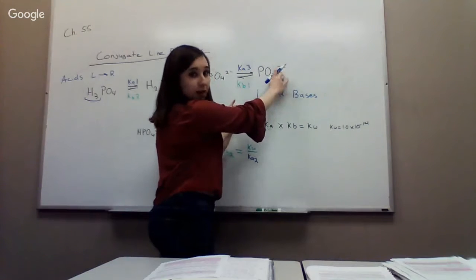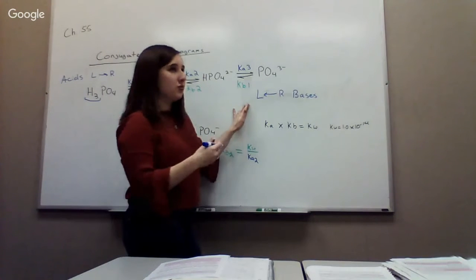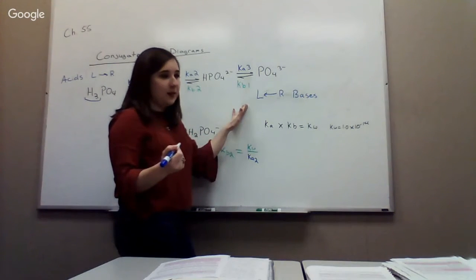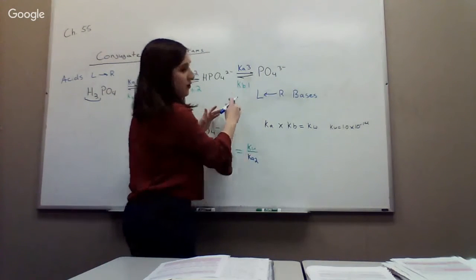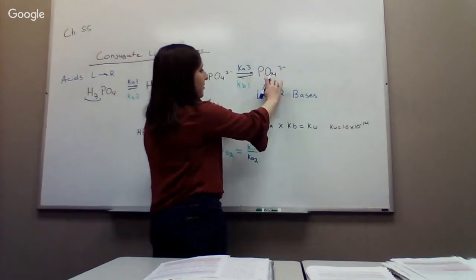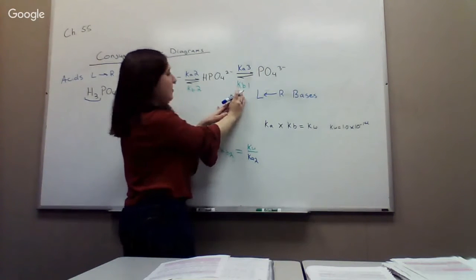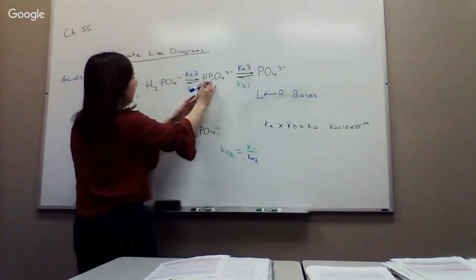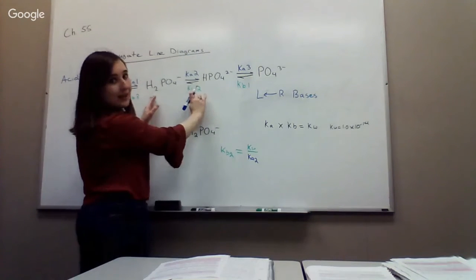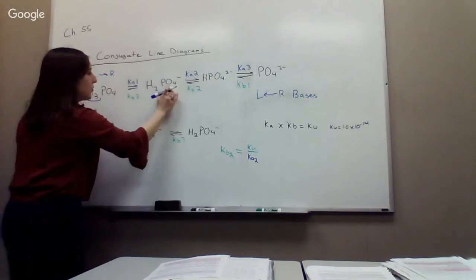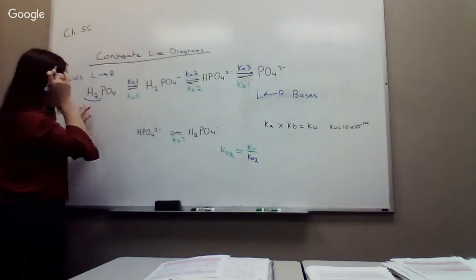It also has a 3 minus charge. Anytime you have a minus charge, that's probably a base, because that minus charge is saying that it can accept hydrogens, which have a plus charge. So here we have PO4 3 minus. It can gain 1 hydrogen with a corresponding Kb1. HPO4 2 minus can gain a second hydrogen, giving H2PO4 minus, with Kb2. And then H2PO4 minus can still act as a base and gain another hydrogen with a Kb3.